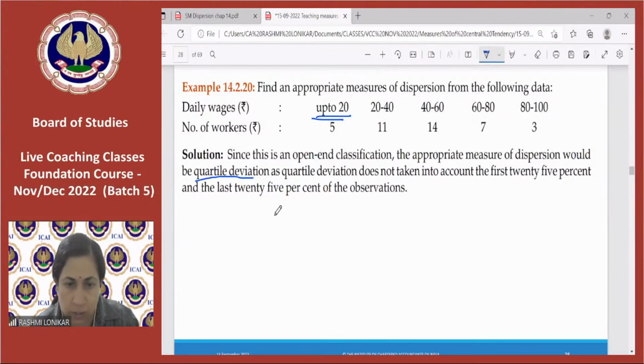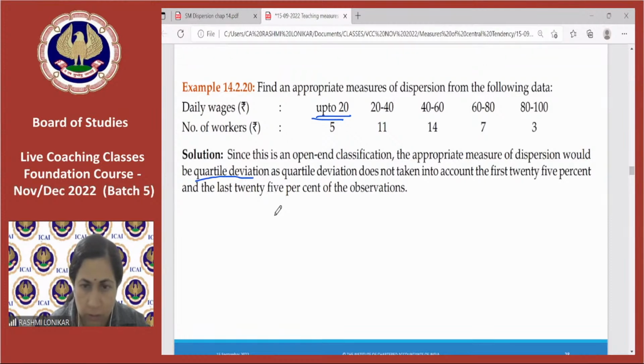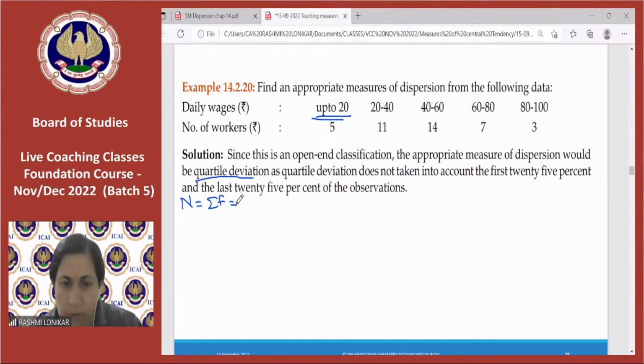Okay, so can we do this sum? How do I find Q1 and Q3 for this? First find n. What is the value of n? n is summation f. How much is that? 5 plus 11 plus 14 plus 7 plus 3, which is 40.